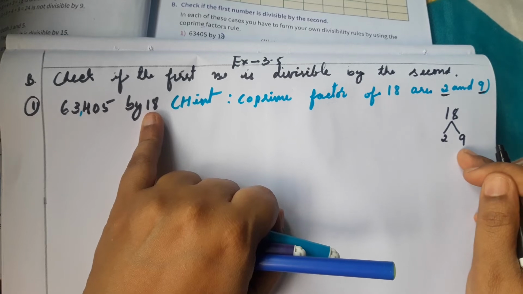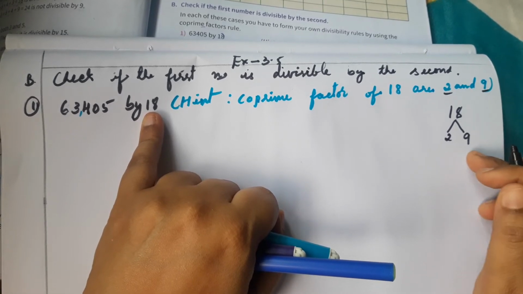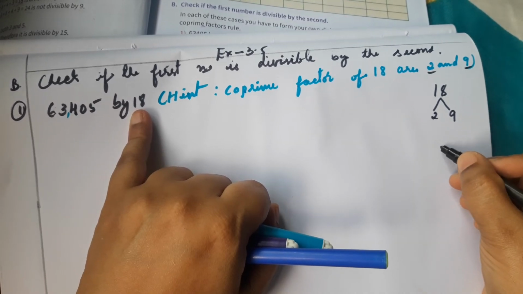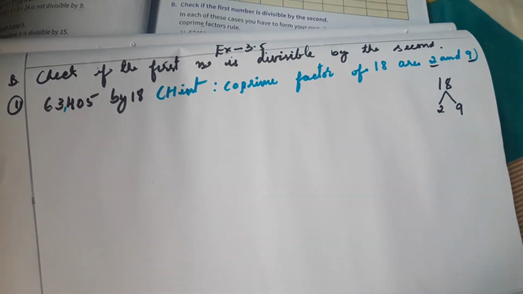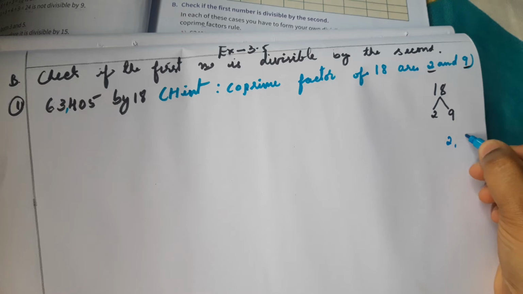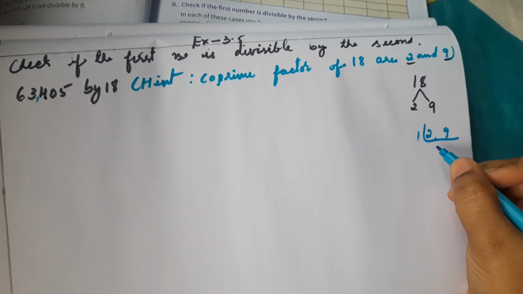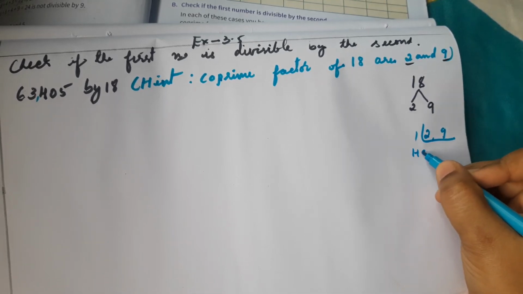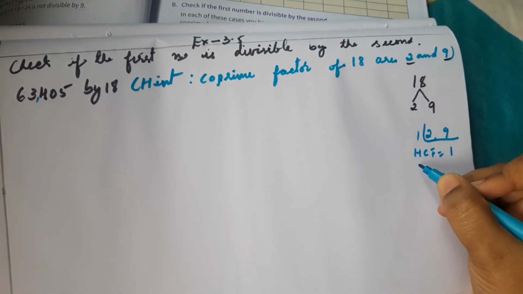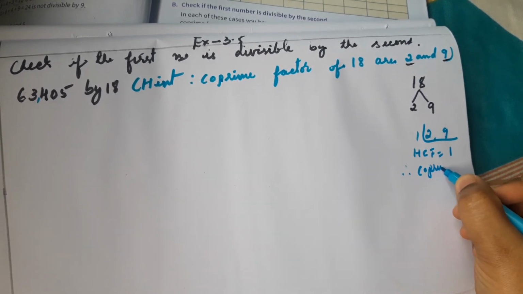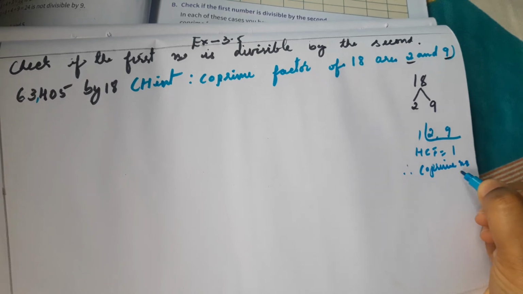So 2 nines are 18. Check whether these 2 and 9 are coprime. Yes, this is a coprime pair. Check whether this is coprime. 2 and 9, both numbers will divide with 1 ones are tables only. 1 twos are 2, 1 nines are 9. So the HCF is 1. Therefore this pair is coprime factors.